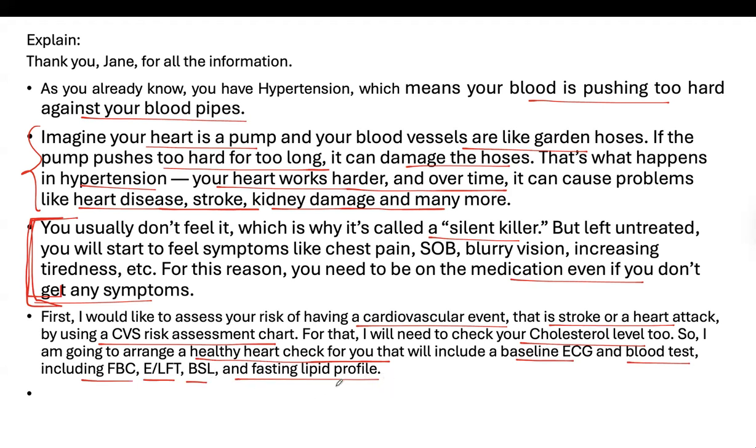Because if we need to put the patients into that chart, we need the cholesterol level. We need the ECG to see if they have got any kind of left ventricular hypertrophy. And then we can put all of the things in that chart to find out the risk. So that's what we have explained in here.